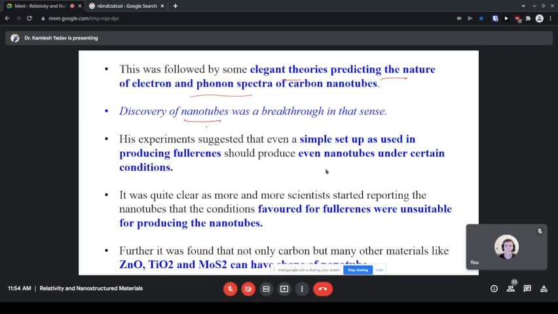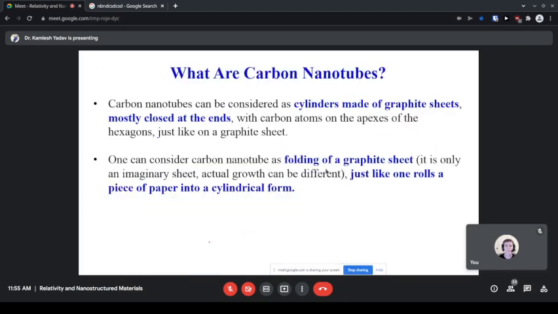And using the setup of fullerene, we can synthesize the carbon nanotube. But we have to change the condition a little bit, because the condition at which we synthesize fullerene is unsuitable for carbon nanotube. If you change the condition, we can obtain carbon nanotube. We can even obtain the tube form of many materials like zinc oxide, titanium oxide, MoS2, and so on. We can obtain the nanotube form of these materials also, and study how the property will change.